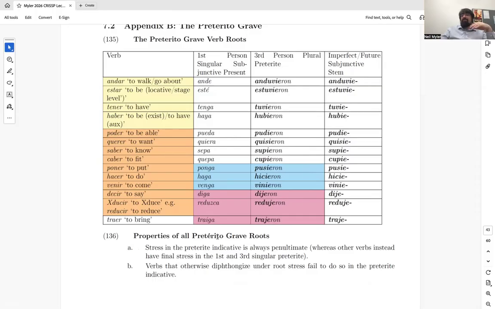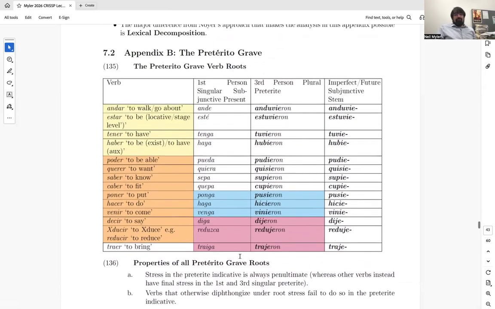Okay. The other thing that is true of all Pretérito grave roots is that verbs that otherwise diphthongize under root stress fail to do so in the relevant forms of the preterite indicative. So you can see this quite readily with the forms that I've given for poder here. So you can see in the first person singular present subjunctive, amongst other forms, you get diphthongization because stress falls on the root. So poder goes to pueda. But this same verb, as you just heard, does not diphthongize, even when the root is stressed in the preterite. So you get pude and pudo with exactly the same monophthong as you get in pudieron, right? Where stress is not on the root. So those two properties are true throughout for all of them.